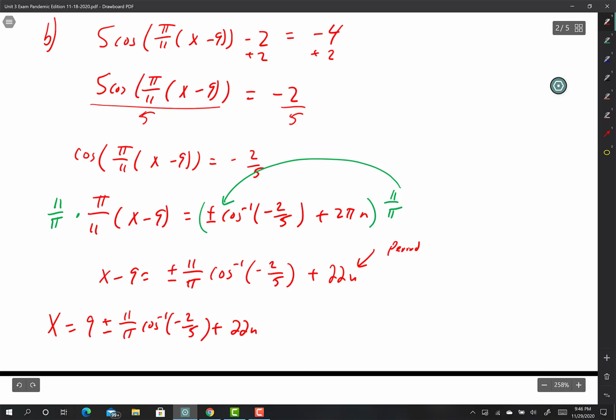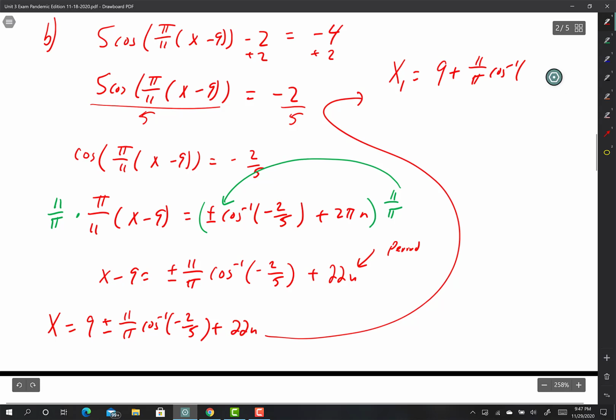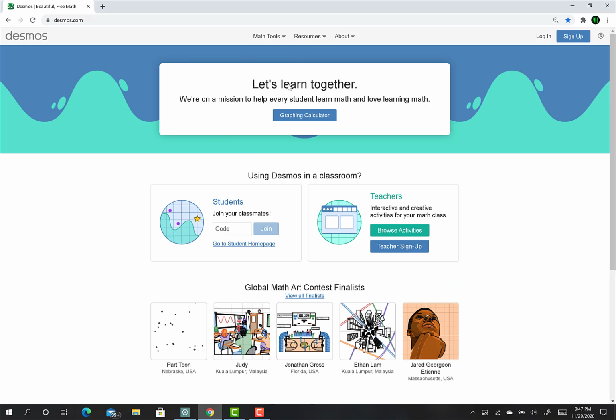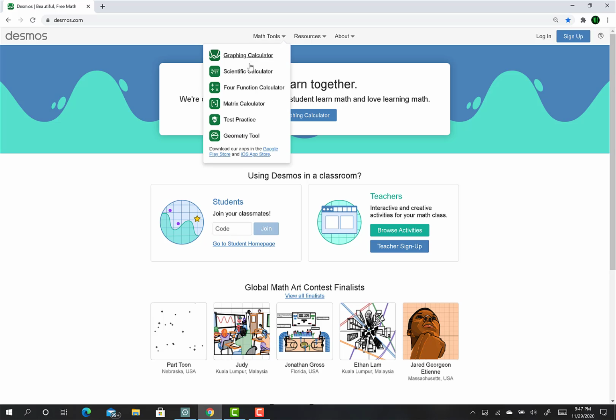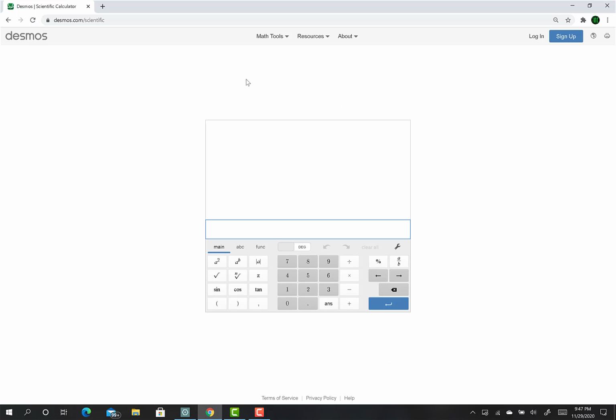And I'm going to get a calculator. And I'm going to figure out both equations. I'm going to come up here, and I'm going to write x1, and I'm going to write 9 plus 11 over pi arc cosine of negative 2/5 plus 22n. And I'm going to write what these two together are. And so let's find out what that is right now. So I'm going to go to Desmos real quick. I don't need a graphing calculator. I just need a scientific calculator. So scientific, and here we go.